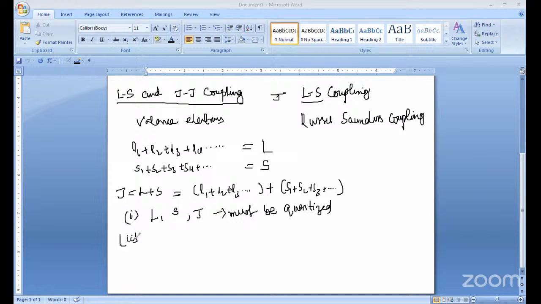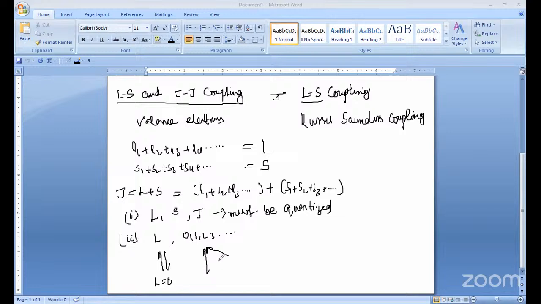The second point is that capital L may have values 0, 1, 2, 3, and so on, depending upon the number of electrons in the atom and the direction of their orbital vectors. In the case of L equals 0, we represent it in this manner. And in the case of L equals 1, generally we have this.